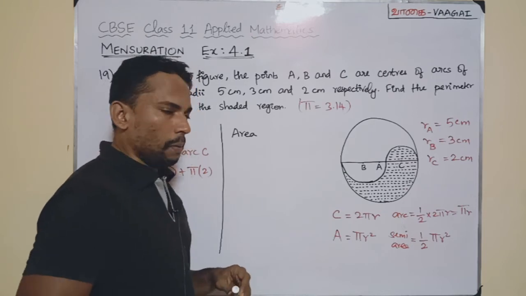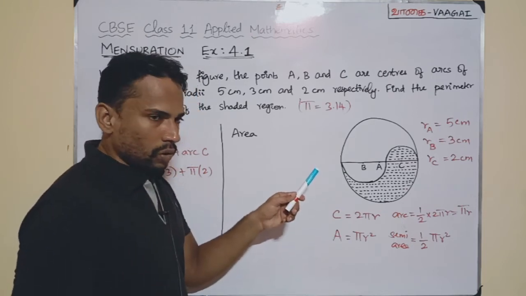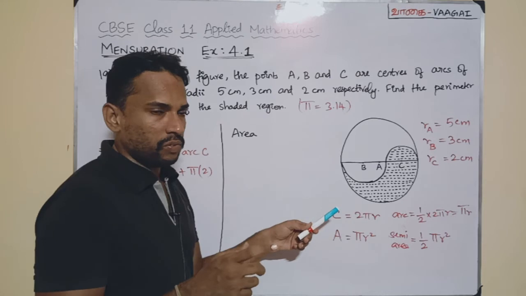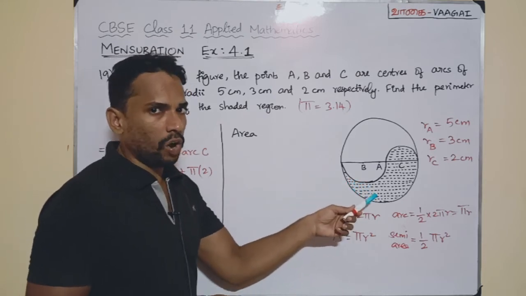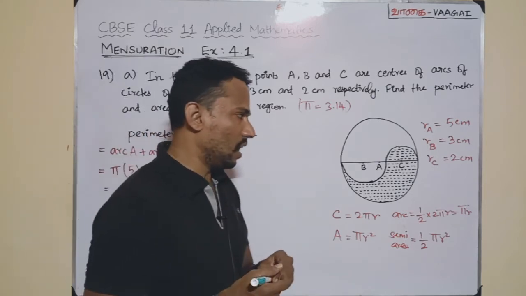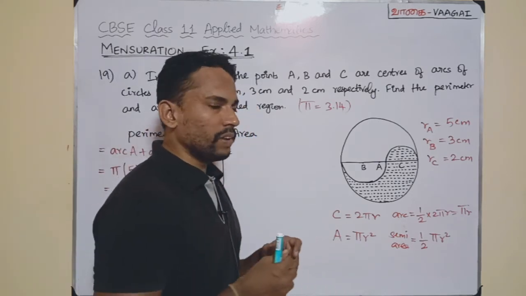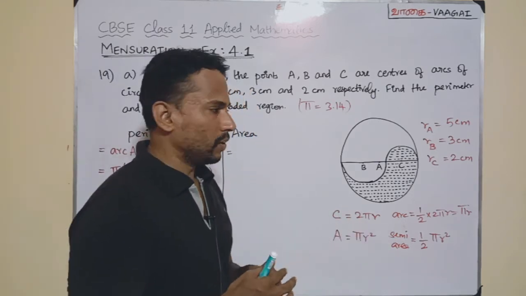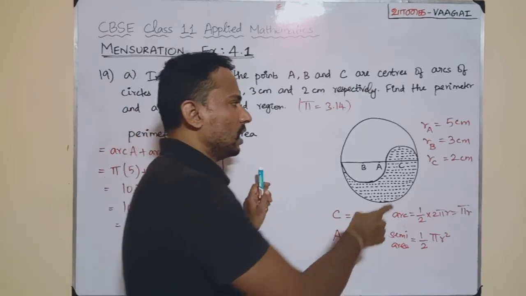But hold on here. We need to look at this diagram very carefully in order to find the area of this portion. Now listen very carefully to what I am going to do. To find the area, just think of what calculation we need to do here. We need to consider this area.